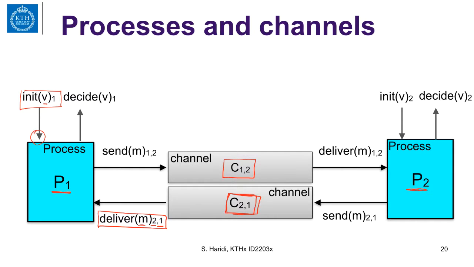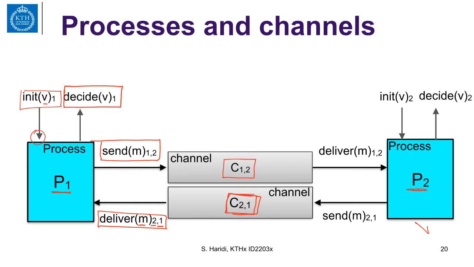A process also has 2 output actions. One action is giving a result back to the environment, and we call this a decide specific value. So this is some kind of agreement protocol between the environment and the processes. So that's an output action. And also a process like P1 can send a message to process P2. So this is an output action, which is sending a message. The same holds for P2, but let us look at a channel.